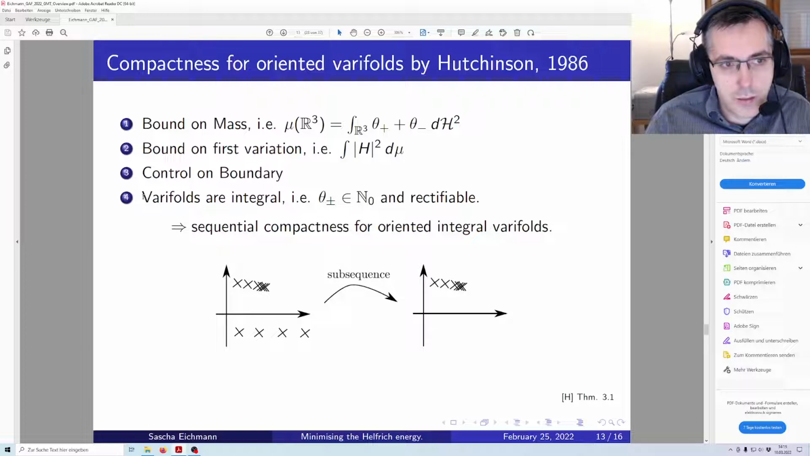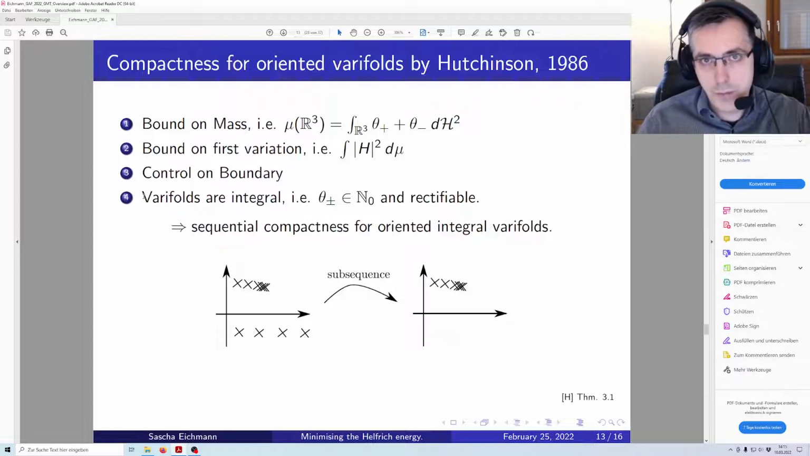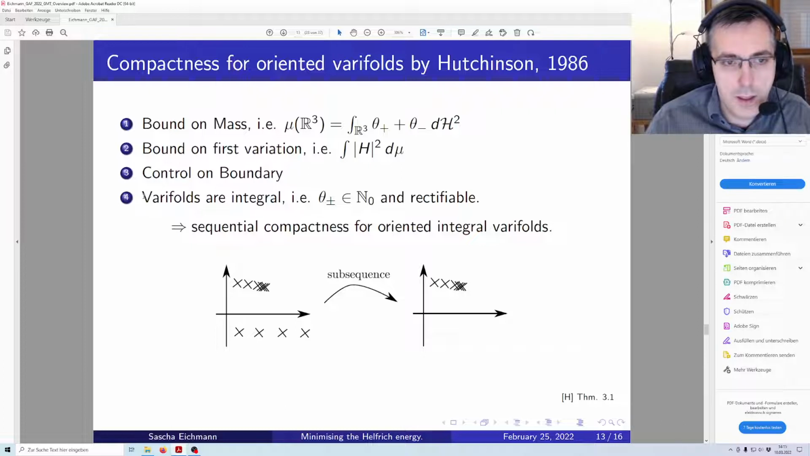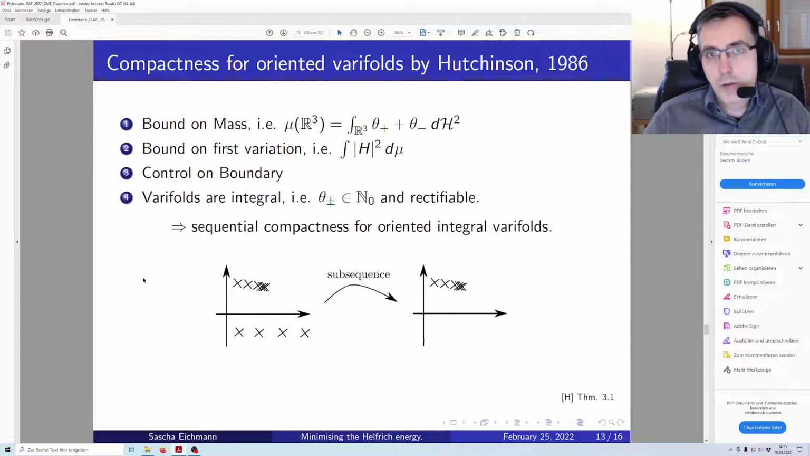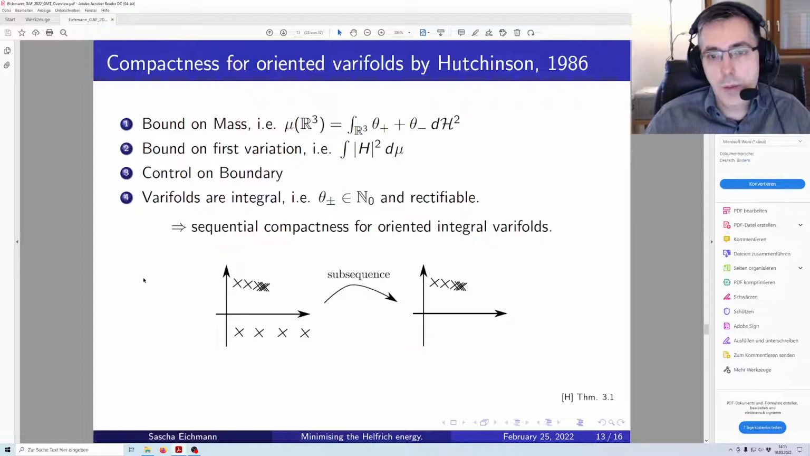The next part is that these varifolds have to be integral. So, the densities have to be natural numbers, and the varifolds have to be rectifiable, which is not a problem because our varifolds correspond to immersions. And then we can extract a converging subsequence, and the limit is again an oriented integral varifold. That means the densities are natural numbers and the underlying set is rectifiable.